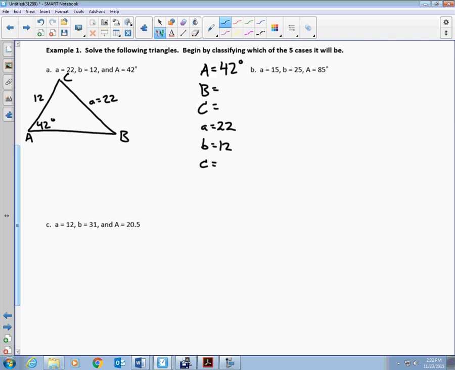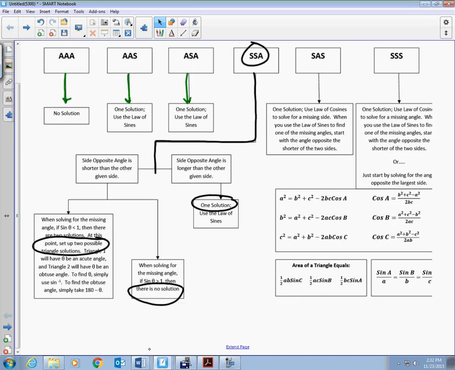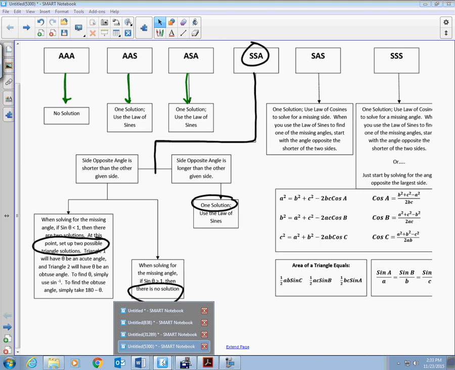What if they would have given me angle C? Then it would have been side-angle-side. Okay, so I have side-side-angle. What you do is you always turn to this sheet, which I told you to take out. You turn to side-side-angle, and you follow the path. Look at what it says. It says, is the side opposite the angle shorter than the other given side, or is the side opposite the angle longer than the other given side? It is longer. And so therefore, it says there's one solution, use the law of sines.